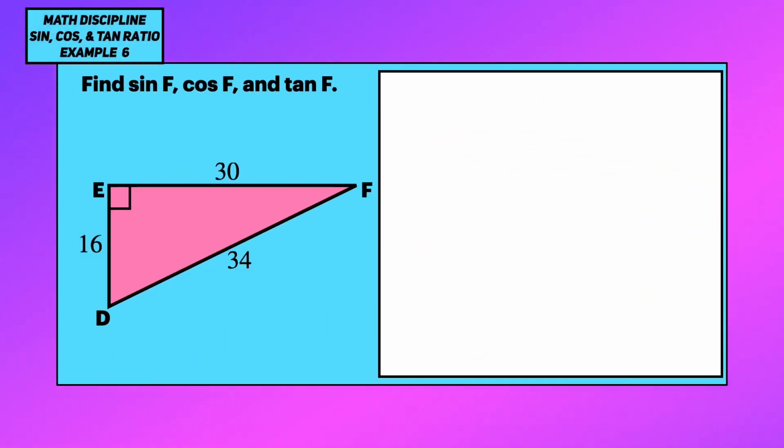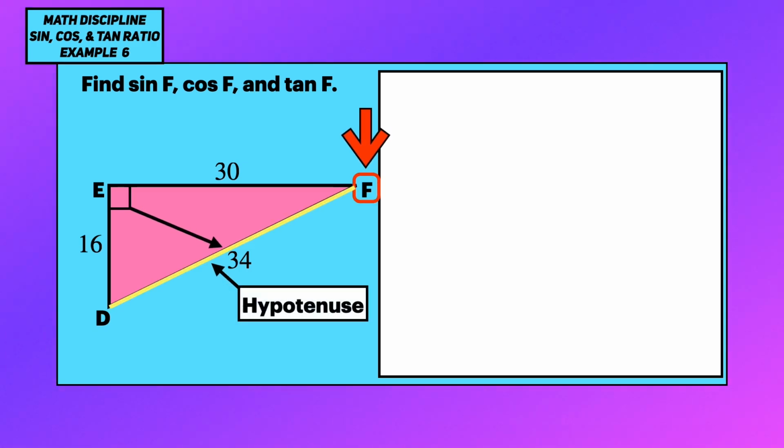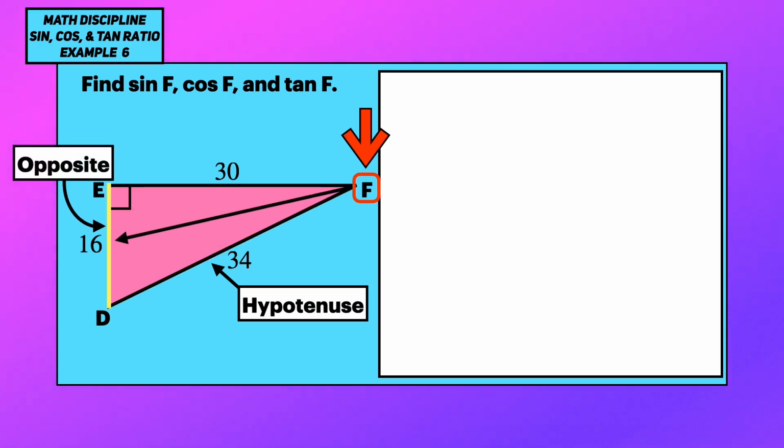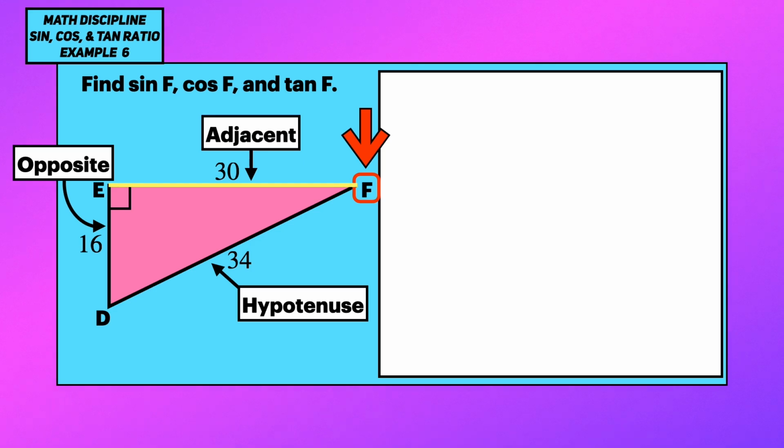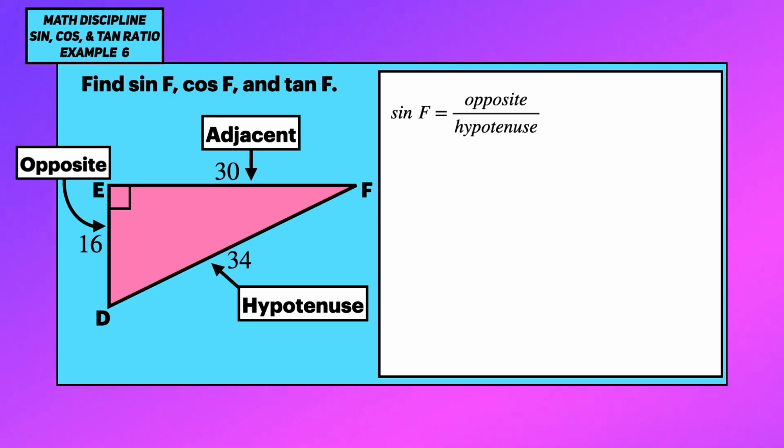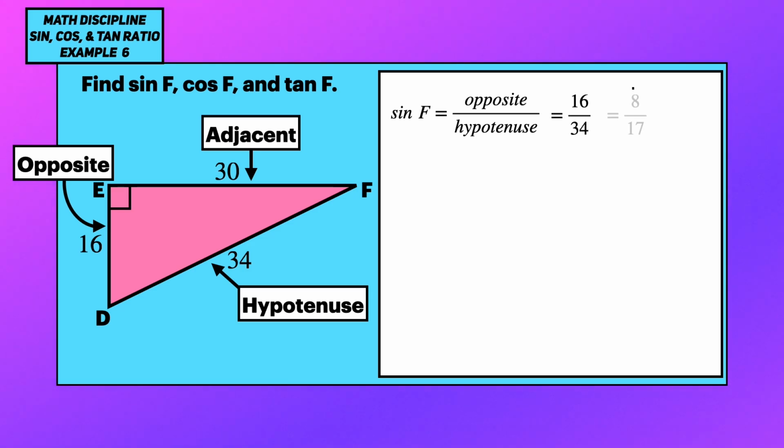In example 6, we have our same triangle from example 5, but now we're going to find the sine, cosine, and tangent ratio of angle F. The hypotenuse side is always across from the 90-degree angle. The side across from angle F is the opposite side. The remaining side is the adjacent side. We find the sine of F by dividing the opposite side by the hypotenuse side, which gives us 16 over 34. We simplify our fraction by dividing by 2, which gives us 8 over 17. We divide 8 by 17 to get our answer in decimal form, which is approximately 0.47.